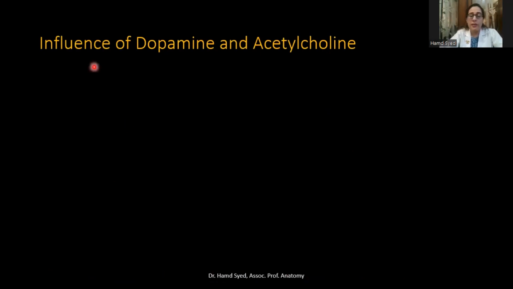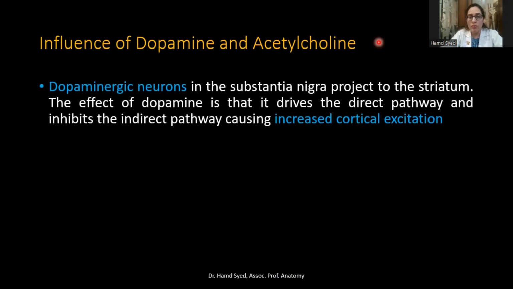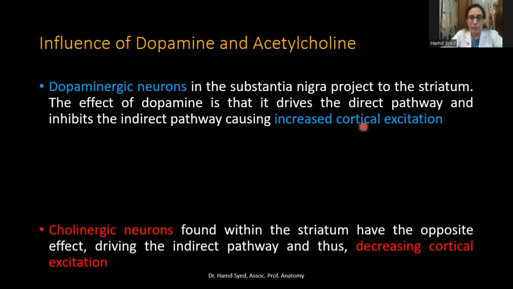Also to keep in mind is the influence of two important chemicals, that is dopamine and acetylcholine. Now, these are two very important substances present within the brain. As I told you before, dopaminergic neurons are present in substantia nigra and they are projecting to the striatum. The effect of dopamine is that it drives the direct pathway, and so it increases cortical excitation. It also inhibits the indirect pathway, leading to the same result, that is increased cortical excitation.